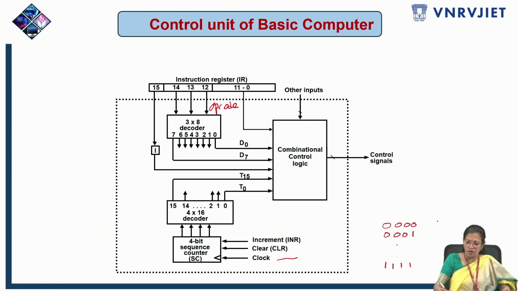But not all are used. Maybe 4 to 5 will be used for the basic computer, or maybe less than that also. And these are given to the decoder and they will be generating T0 to T5 signals. So for every count, it will be generating 1. For 0000, T0 will be active, remaining all will be inactive. So for next count 0001, T1 will be active, remaining all will be zeros. So only that clock will be active, remaining all will be zeros.